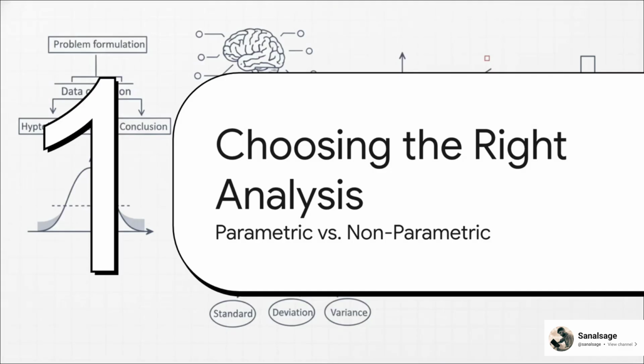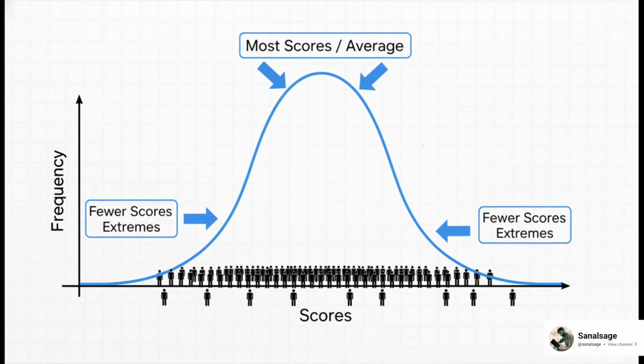So, we can now describe our data. We know its center, we know its spread, but what do we do with that? How do psychologists use this to actually draw conclusions? Well, that brings us to choosing the right kind of analysis, and that often comes down to a choice between parametric and non-parametric tests. And believe it or not, this huge decision often boils down to one simple question.